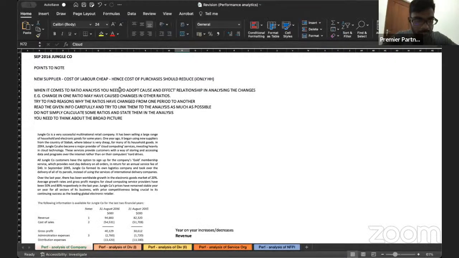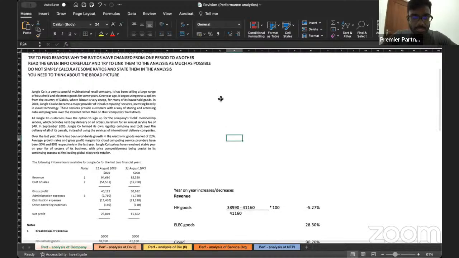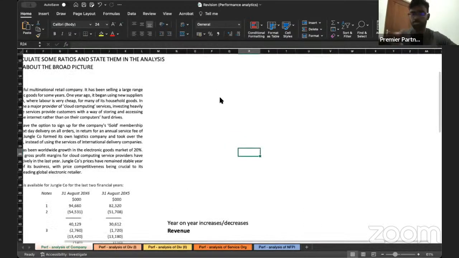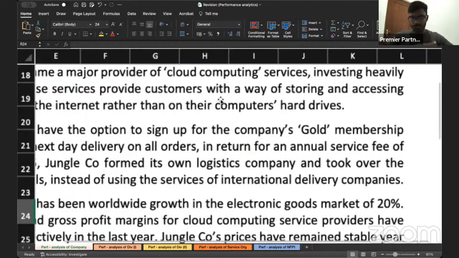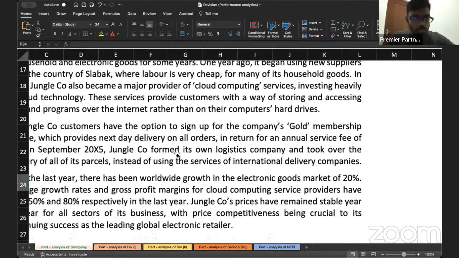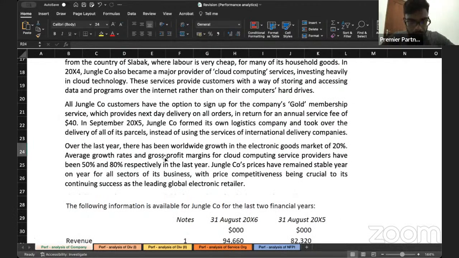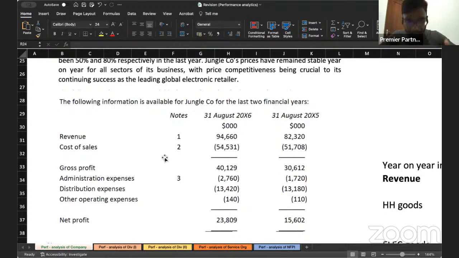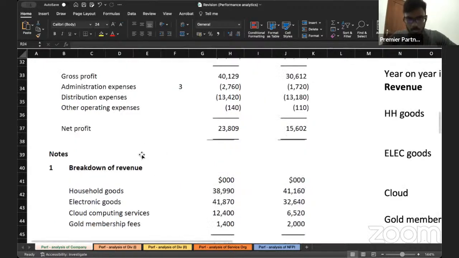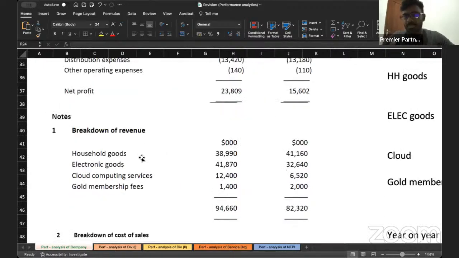People, you need to look for information in the case study. Here, they talk about growth rates, so calculate the year-on-year increases whenever they talk about growth. If they talk about gross profit margin, calculate gross profit margin. Net profit margin, operating profit, whatever. And this is a pretty basic question, people.